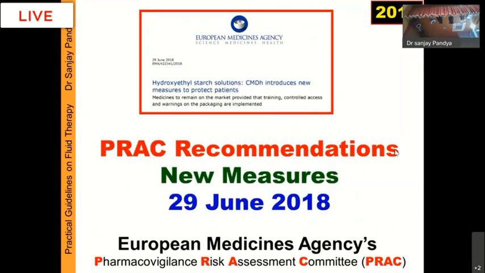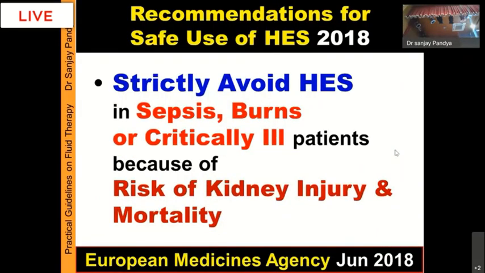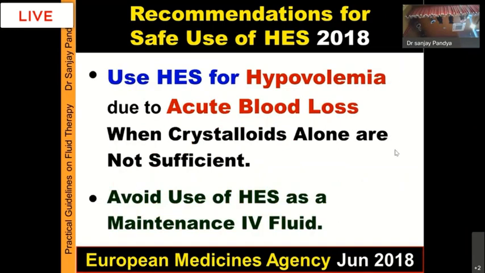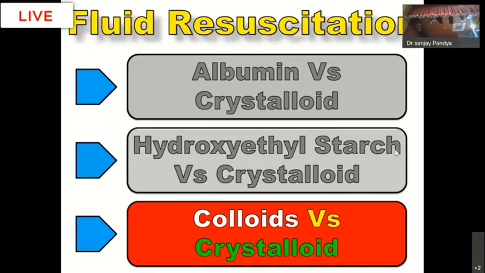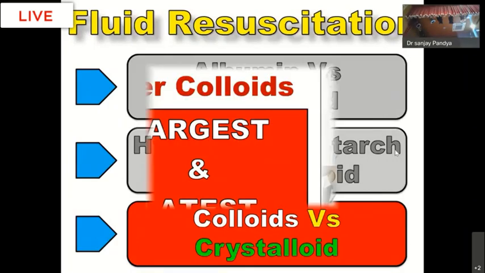And therefore, in 2018, the subsequent recommendation was to strictly avoid it in sepsis, burns, critically ill patients; kidney injury and mortality are the problem. Use it for acute blood loss, use it judiciously, and don't use it as a maintenance fluid. Very important, the dose should be less than 30 ml per kg, and only on day one, not subsequently. And then subsequently, follow-up of renal status is the guideline. Okay. Now, finally, overall colloid and crystalloid.